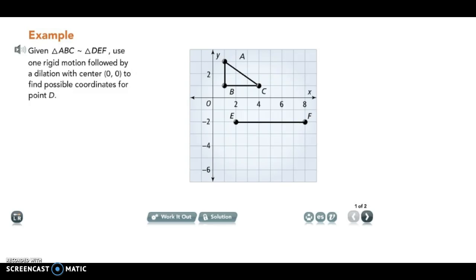This is Math 10.4 problem solving. We're going to take a look at our first one. Given triangle ABC is congruent or similar to triangle DEF, we want one rigid motion followed by a dilation with the center of 0, 0 to find the possible coordinates for D. So we want to know where D would land.